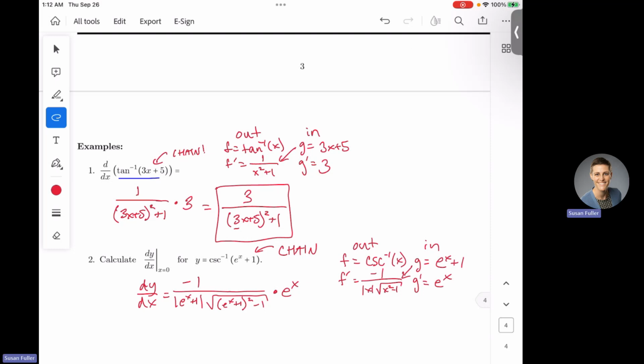And then we're not quite done. We were asked to plug in x equals 0. So I'm not going to worry about doing any simplification. I'm just going to plug in x equals 0. And I'm going to get -1 over the absolute value of e to the 0 plus 1 times the square root of e to the 0 plus 1 squared minus 1. I'm going to take all of that and multiply by e to the 0.